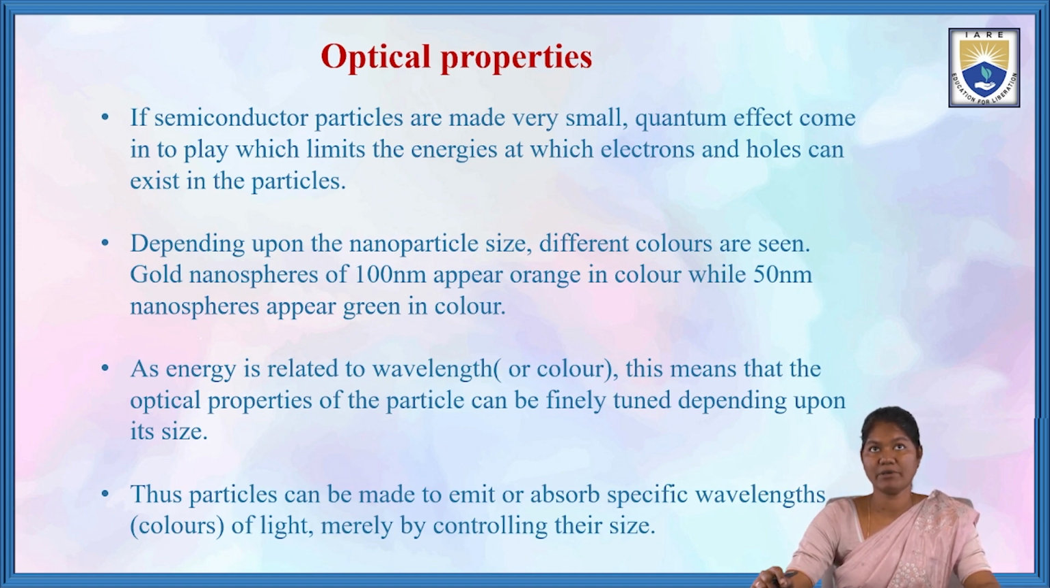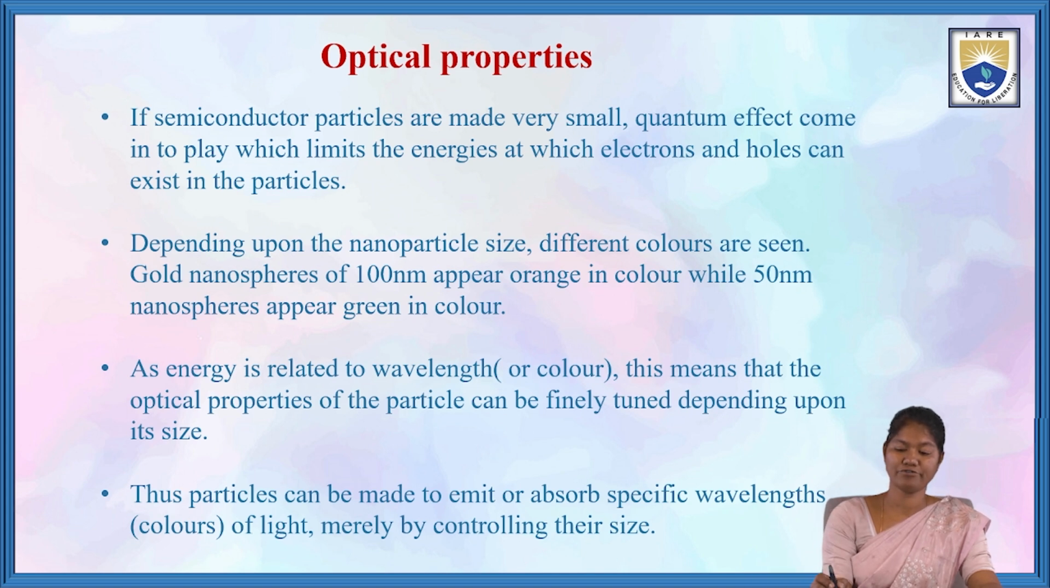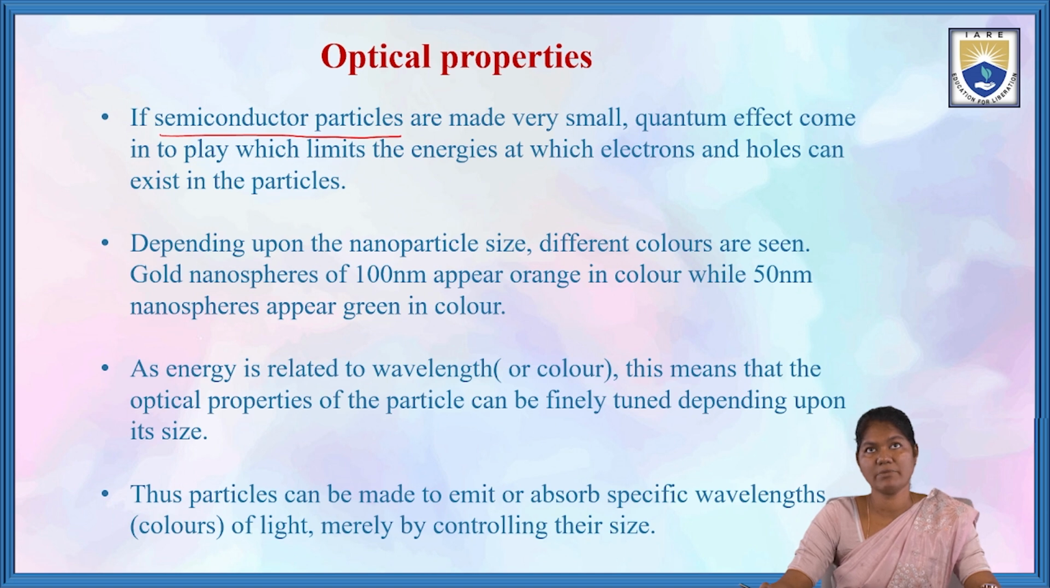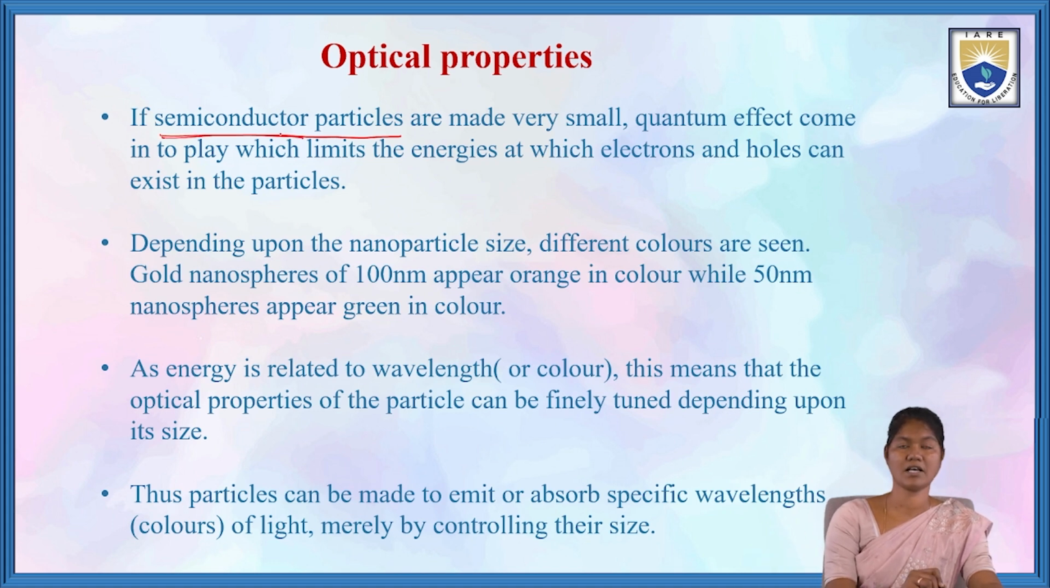Optical properties. If the semiconductor particles are made very small, quantum effects come into play. Semiconductor means a partially conducting material. At 0 degrees Kelvin, it does not conduct current. When it attains room temperature, then it will conduct. So at 0 degrees Kelvin the semiconductor acts as an insulator, and at room temperature it acts as a conductor. That is why we call this a semiconductor.